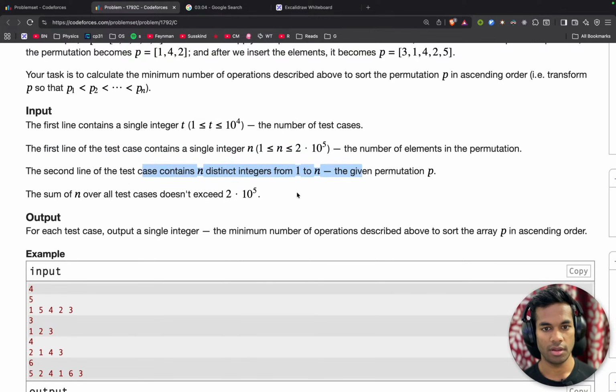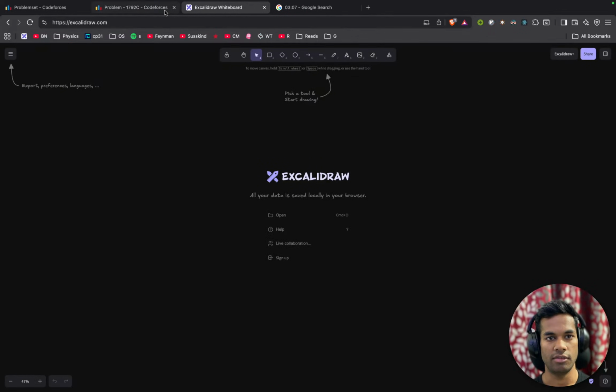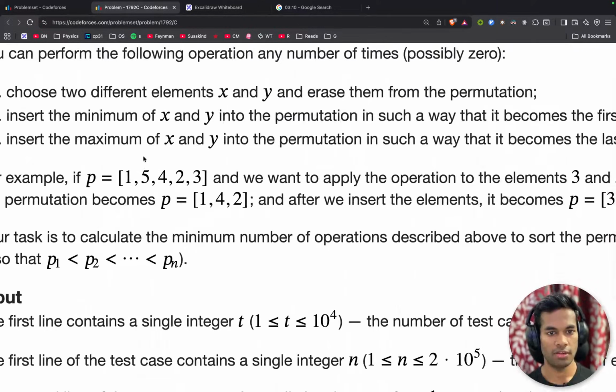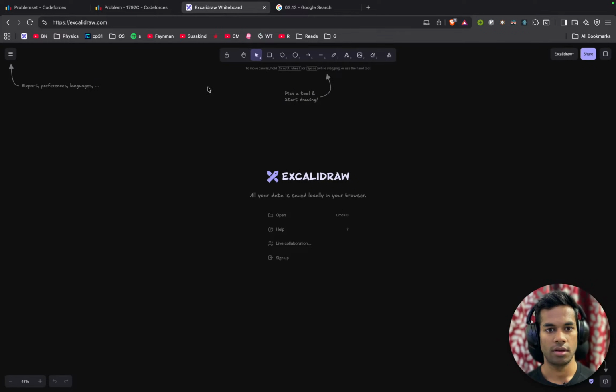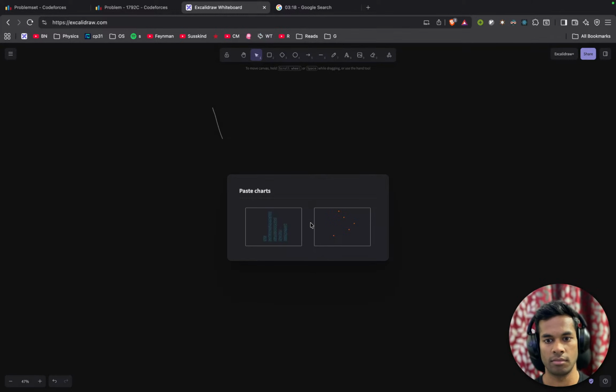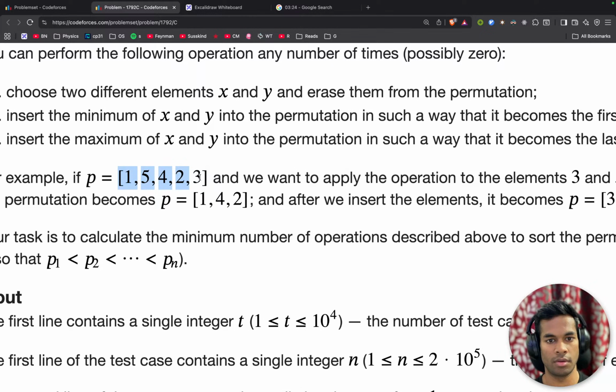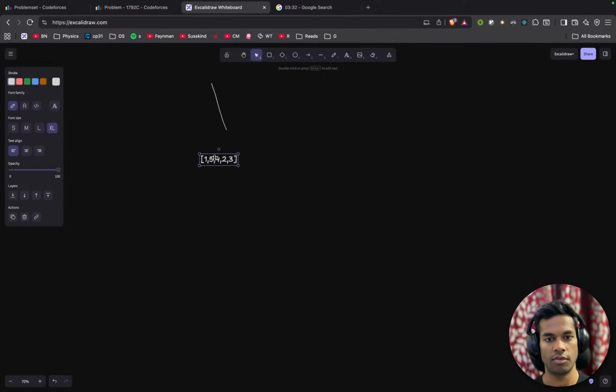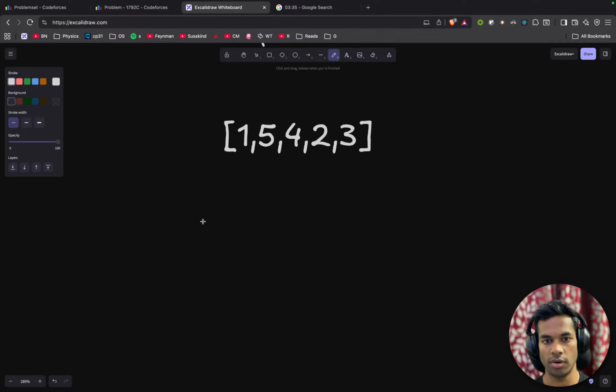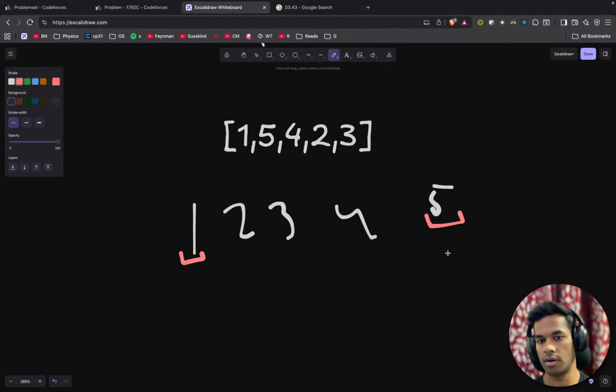Okay, the first line gives n, and then the n distinct integers. If this is our initial array, we want to make this 1, 2, 3, 4, 5. Then we know that our last operation would be choosing 1 and 5.